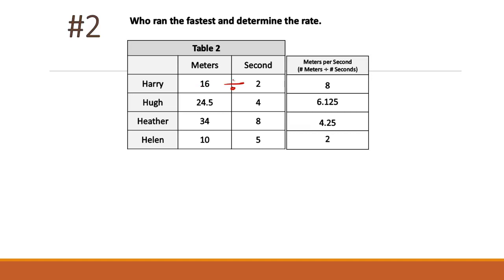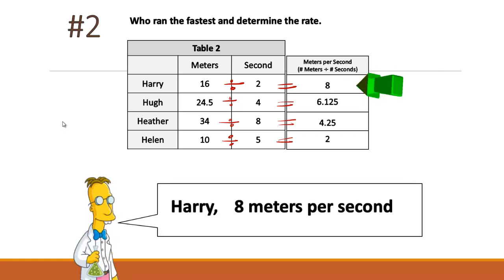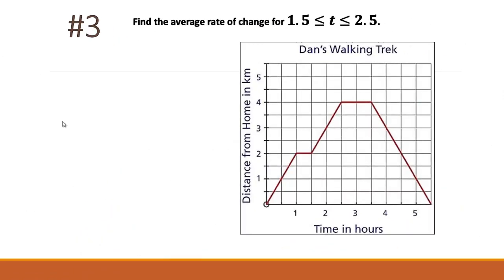So all you're doing is dividing each of these numbers to get this. All right? Fairly simple, fairly straightforward. And then just say, okay, which one of these is the highest? In this case, Harry over here is the highest with 8 meters per second. So it would be Harry, 8 meters per second. That's your answer.